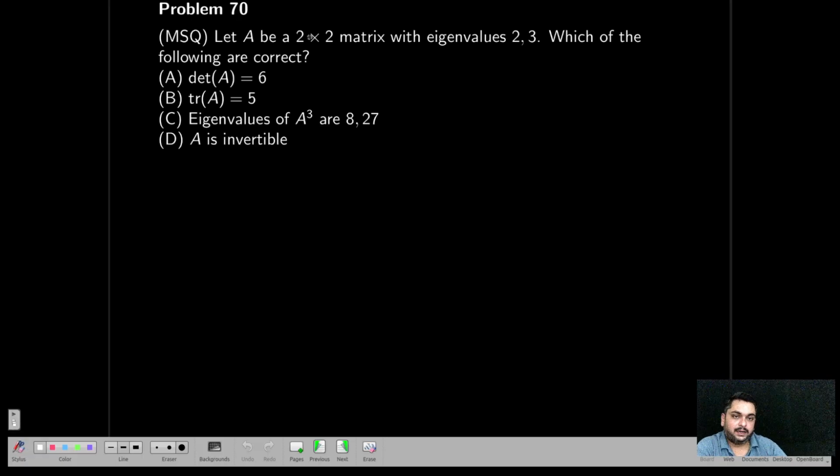Next, let A be a 2 cross 2 matrix with eigenvalues 2, 3. Which of the following are correct? Straightforward question. The product of the eigenvalues is the determinant. Trace is the sum. So what are the eigenvalues of A cube? Eigenvalues will be 2 cube and 3 cube, 8 and 27. So this is also correct. A is invertible because the eigenvalues are not equal to 0. So it is invertible. So all of them are correct.